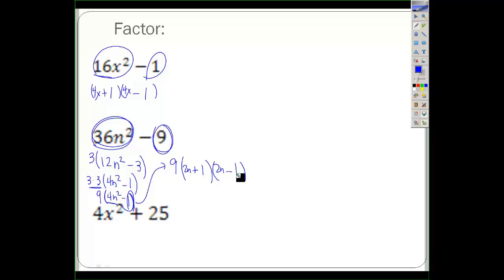All right, and finally, I want to look at this. I want you to be careful on this because this actually doesn't fit the criteria. Okay, this is not a difference of two squares. This would be a sum of two squares, and the rule does not apply unless there is a subtraction sign between the two terms. Okay, so even though 4x squared is a perfect square and 25 is a perfect square, we cannot use our difference of two squares rule on it because it is not subtraction.